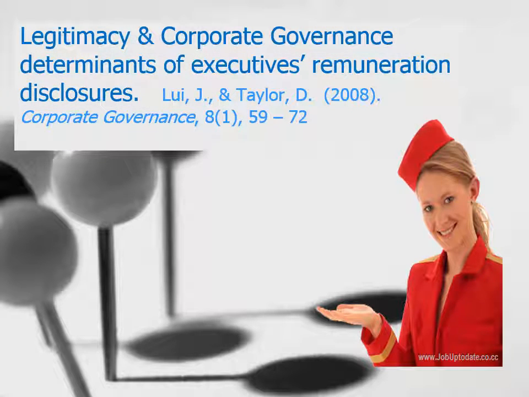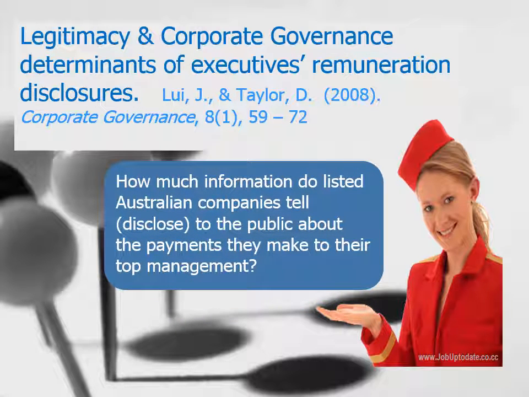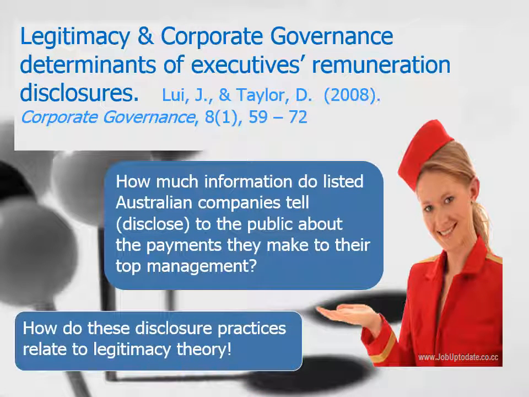In 2008, Nye and Taylor published an article in the Journal of Corporate Governance entitled Legitimacy in Corporate Governance, Determinants of Executives' Remuneration Disclosures. Simply, how much information do listed Australian companies tell or disclose to the public about the payments they make to their top management? And how do these disclosures or information practices relate to legitimacy theory?